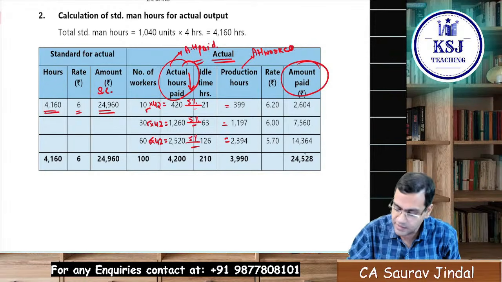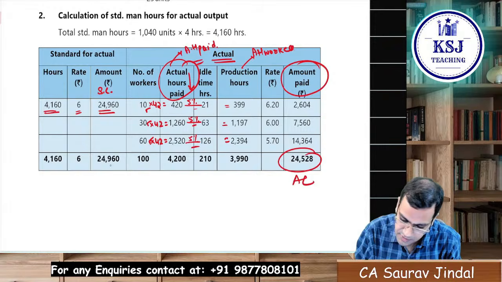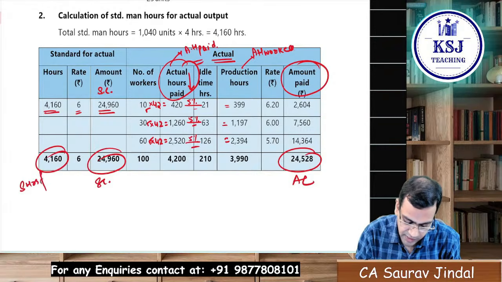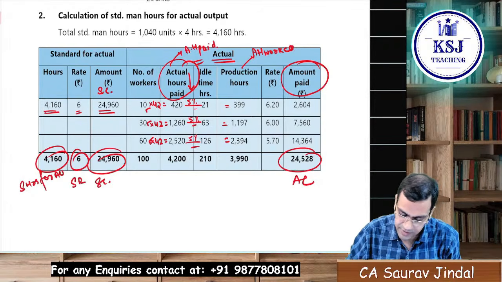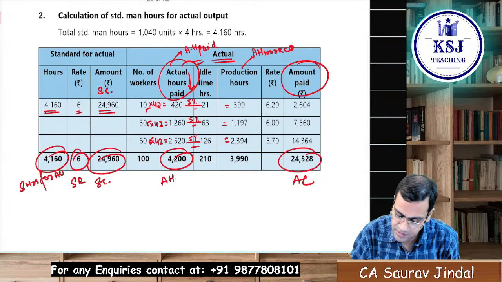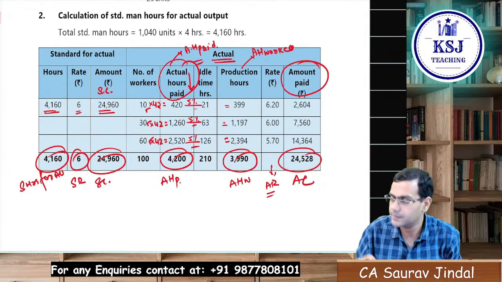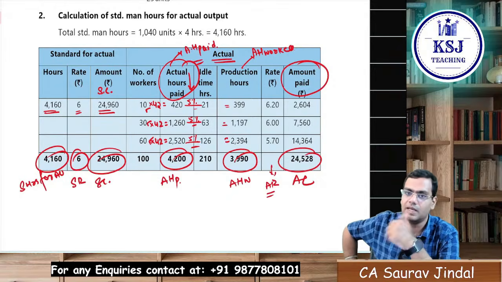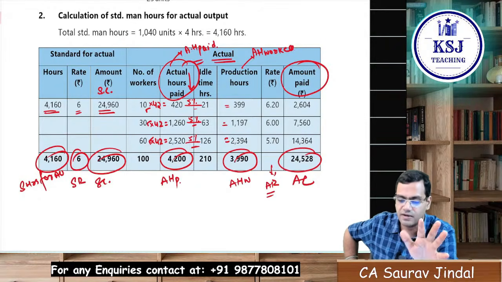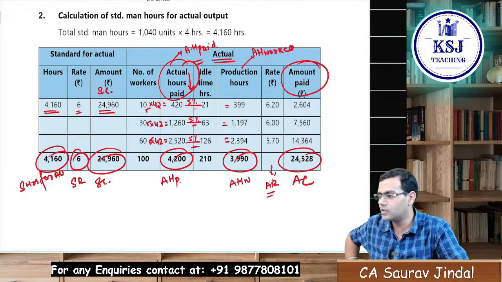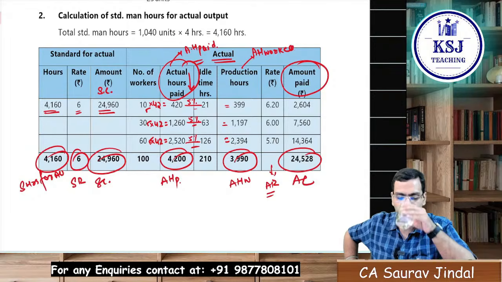So this is the table. This is your actual cost. This is your standard cost. This is your standard hours for actual output. This is your standard rate. This is your actual hours paid. This is your actual hours worked. And this is your actual rate. The table formed here is good enough, that is why I have not written down the table.